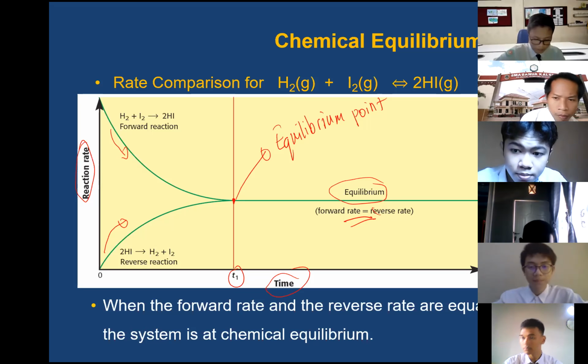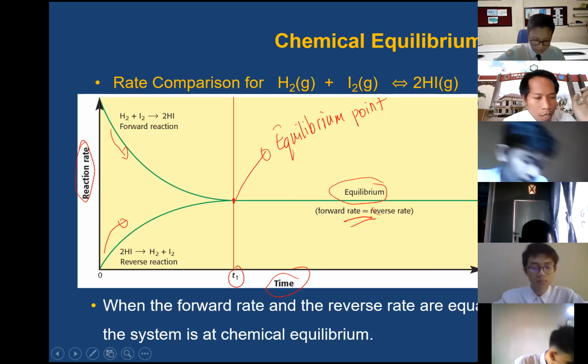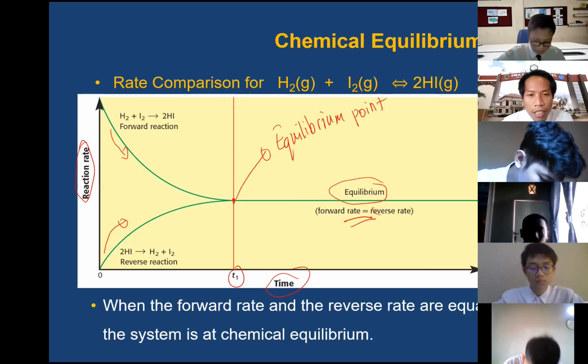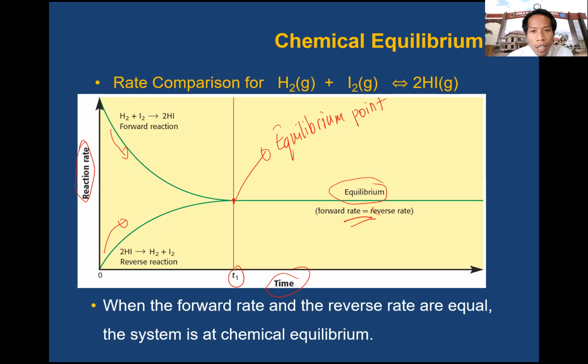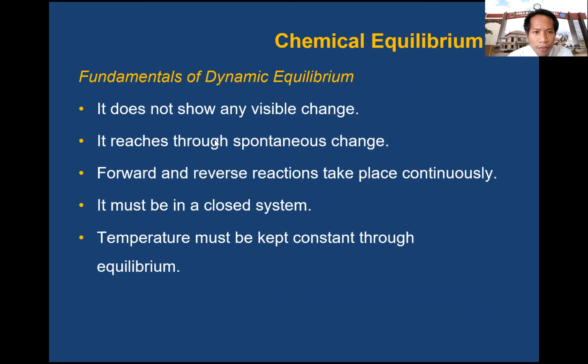All right. This is the first point, guys. The first point is the rate of the forward will be equal to the rate of the reverse reaction when you want to reach an equilibrium. The second point is this.